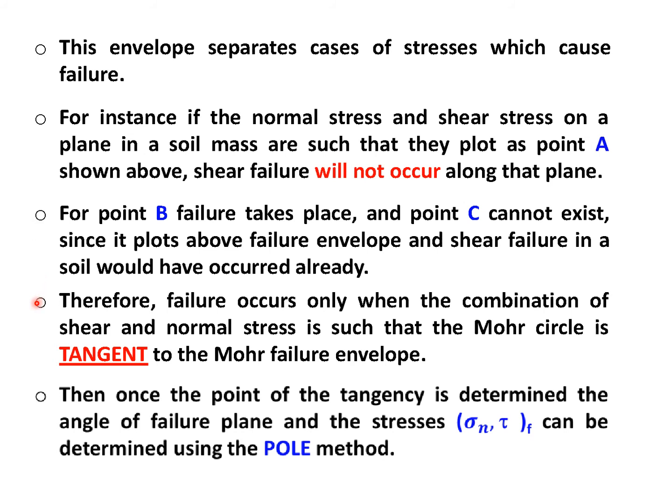Therefore, failure occurs only when the combination of shear and normal stress is such that the Mohr circle is tangent to the Mohr failure envelope. Then once the point of tangency is determined, the angle of failure plane and the stresses sigma and tau can be determined using the pole method.